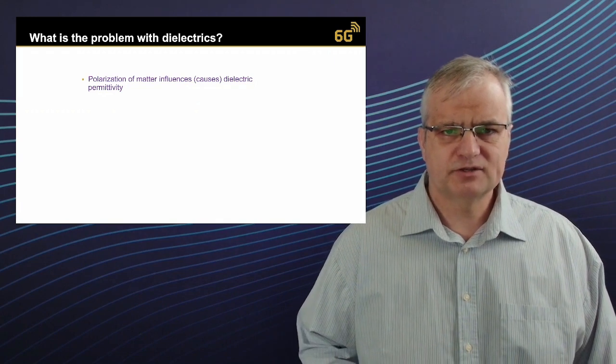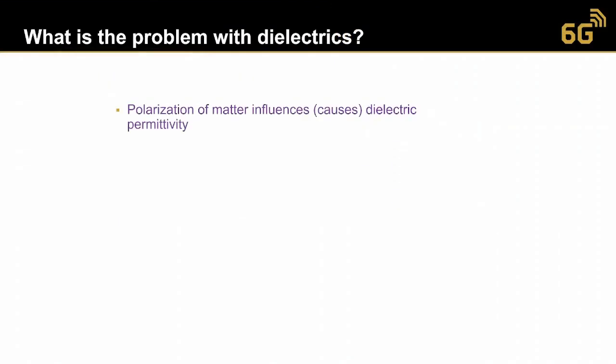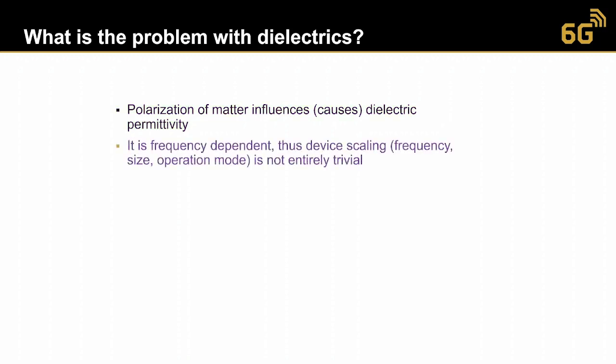Why do we bother with dielectrics? What is the problem with them? Well, in any material that we place in an electric field, the different charges of the material will interact with the electric field. And these interactions will cause polarization and result in certain permittivity, dielectric permittivity, of the material. These polarization processes depend on the frequency. Therefore, the dielectric properties of the materials are frequency dependent. Thus, simple scaling of the devices just to fulfill the demands of the increased frequency is not trivial.